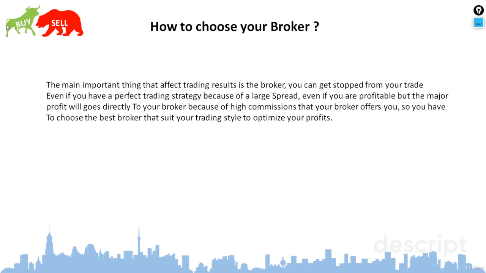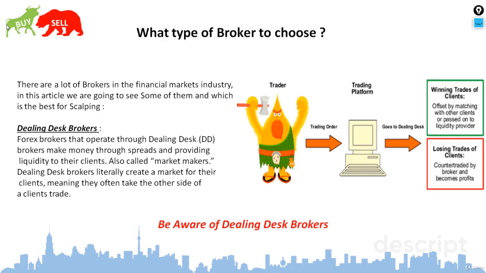How to choose your broker. The most important thing that affects trading results is the broker. You can get stopped out of your trade even if you have a perfect trading strategy because of a large spread. Even if you are profitable, the major profit can go directly to your broker because of the high commissions your broker charges. So you have to choose the best broker that suits your trading style to optimize your profits. What type of broker to choose?